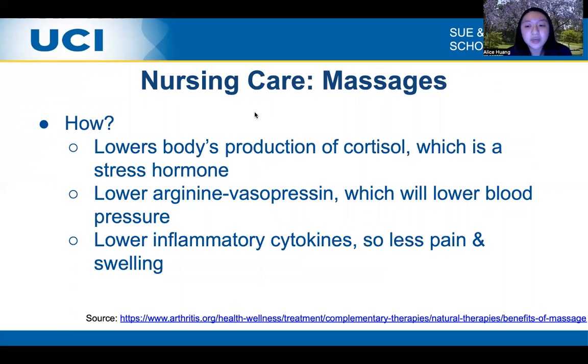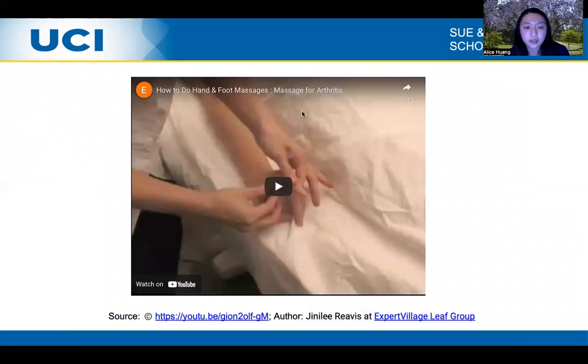Another intervention we can do to help with joint pain is massages. Massages have many benefits. The first thing they do is they lower the body's production of the stress hormone, they decrease blood pressure, and they decrease pain and swelling. And then right here, we have a video of a massage being performed on the joints and hands to help reduce the pain and swelling. Caretakers can also mimic the actions in this video to help the people they are caring for.